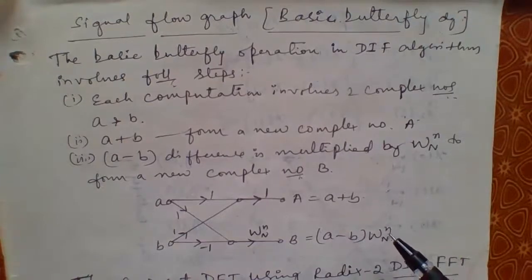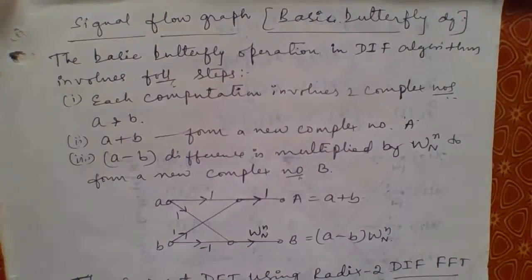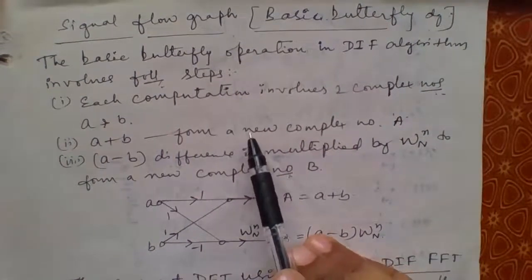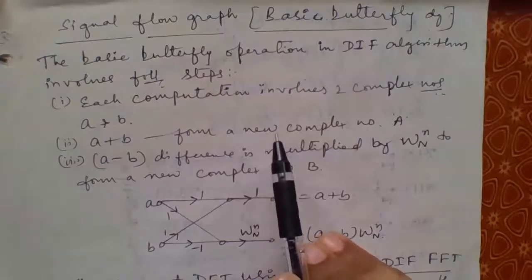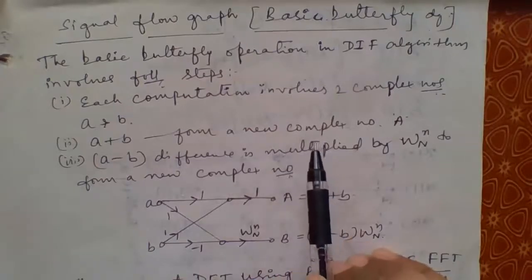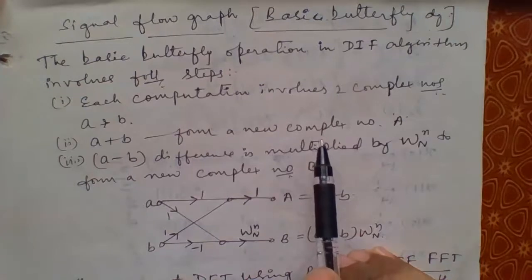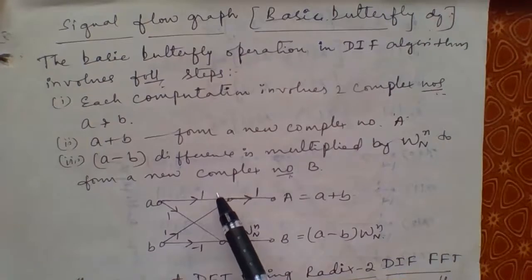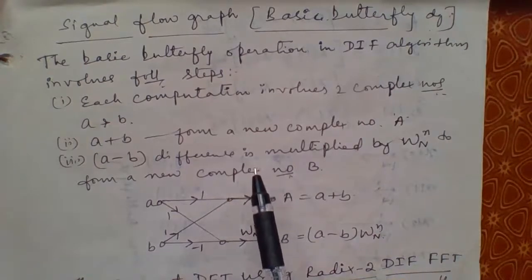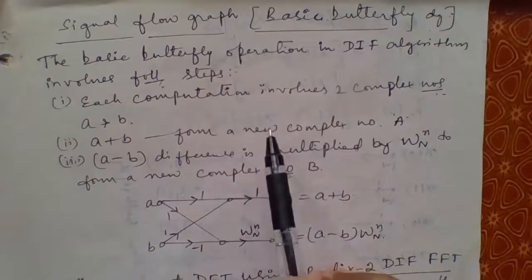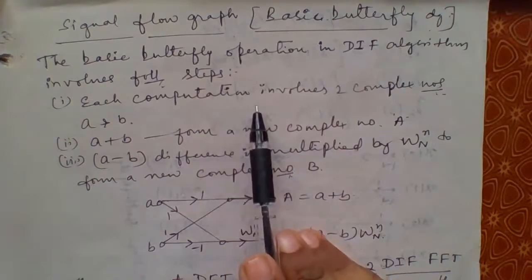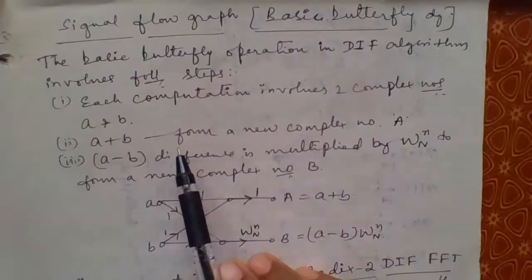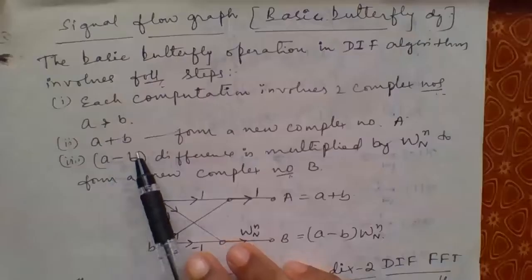There also we considered two complex numbers A and B. If you just recall each computation, there was either addition or subtraction, and the second term, that is the B term, was multiplied with the corresponding twiddle factors. But here, when you observe the DIF algorithm, here also we have two terms, let us call them A and B. So, A plus B.